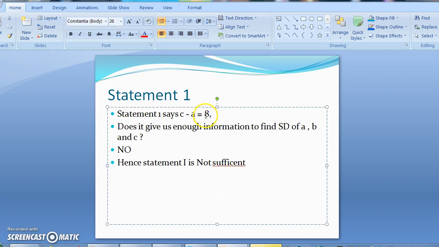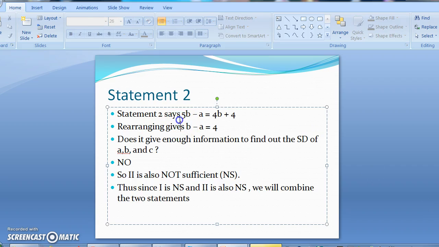And now let's see statement 1. Statement 1 says c minus a equal to 8. Does it give us enough information to find SD of a, b and c? Answer is no. Why? Because we know that the difference between c and a is 8, but do we have any information relative to b? No. And statement 1 is not sufficient, right? Or we can say, like we used the short form earlier, that we're gonna say this is NS. Alright, now let's see statement 2.